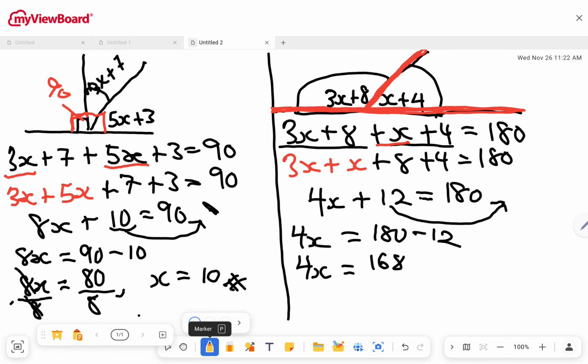Now, after getting 4x is equals to 168, we have to divide both sides by 4. So we have divided by 4 here, divided by 4 here. So 4 divides 4, 1. So we are going to have x is equals to, now 168 divided by 4 is going to be 42. So the value of x is 42.